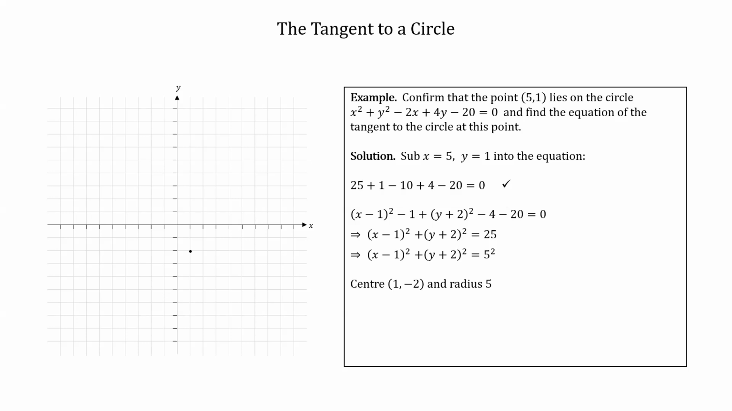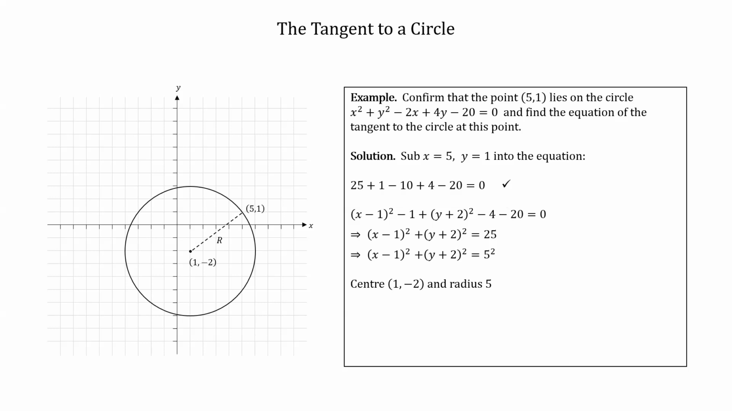And then we can draw the circle. It has a radius 5, so it looks like this. So there's the circle, and now what I'm going to do is draw a line segment going from the center of the circle to the point in question, (5, 1), which, as you can see, is here.